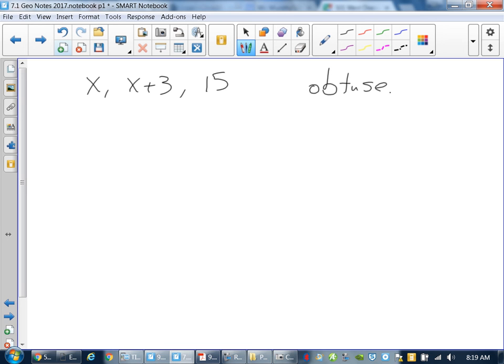Switching it up a little bit. No longer looking at an isosceles triangle. I'm going to be looking at a scalene triangle, because now, once I find that value of x, one side will be x, the next side would be 3 more than that, and then the third side would be 15.